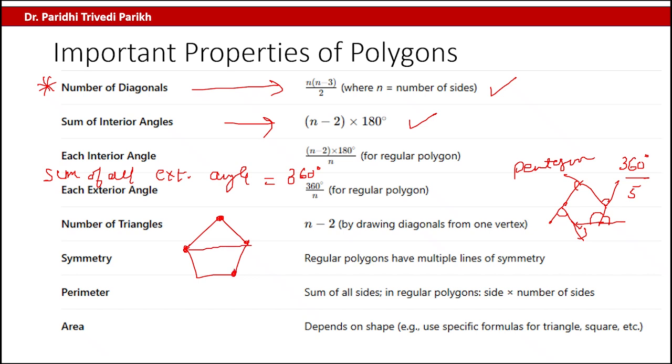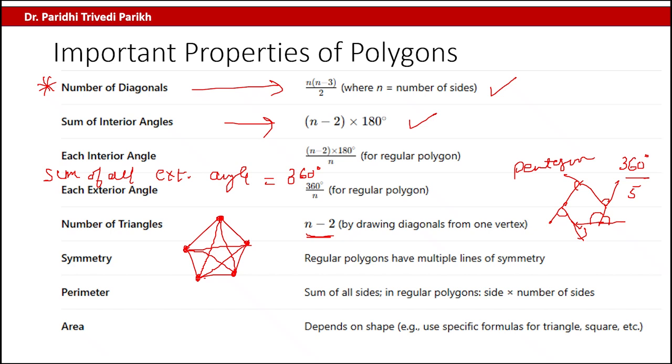If I take these two vertices and this is the third, then I can make this second triangle. If I fix these two vertices and this is the third, then this is the third triangle. Then I can fix these two and take this as the fourth one. So accordingly I can make the number of triangles. So the number of triangles I can make by drawing diagonals from one vertex is n minus 2.